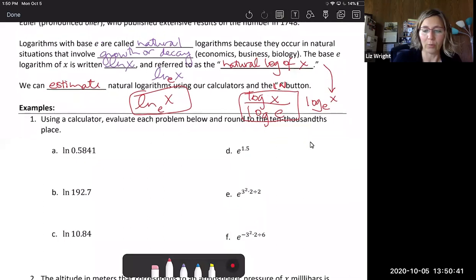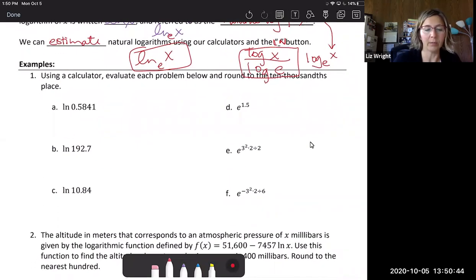Okay, so we are going to use that down here. And it says, using a calculator, evaluate each problem below and round to the 10,000th place. So again, 4 places past the decimal. So what I want you to do is you're going to do just that. I want you to take your natural log button.